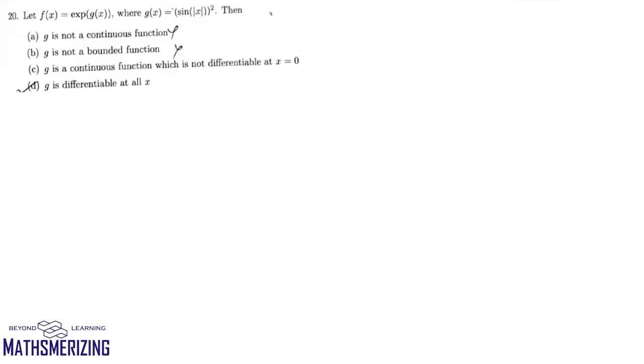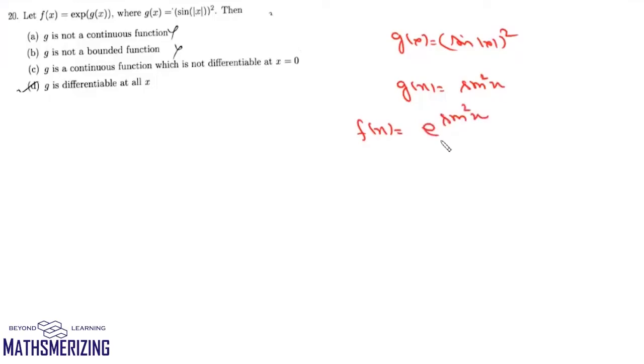Now question number 20 is, let function fx is e to the power gx and gx is sine mod of x square. Now we know that mod x is either minus x or plus x, but there is an even power. So even if we take minus, it'll again be plus. So we can write this gx as sine square x, and then this function fx will be e to the power sine square x. Now exponential functions, sine square and x square, they are all continuous and differentiable. Now this function g, it is differentiable at all x, and that's your option number D.